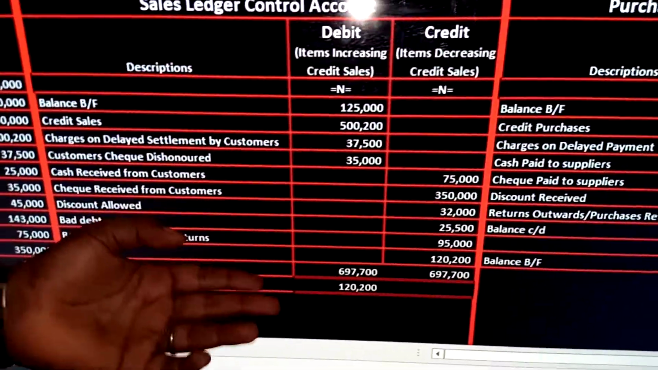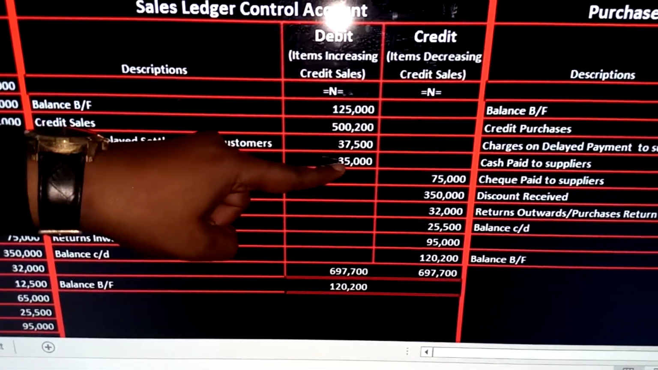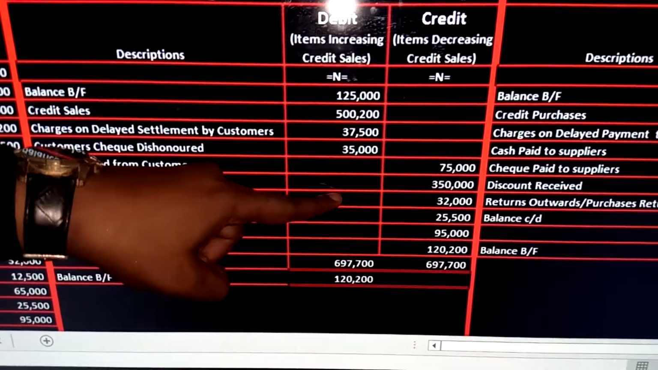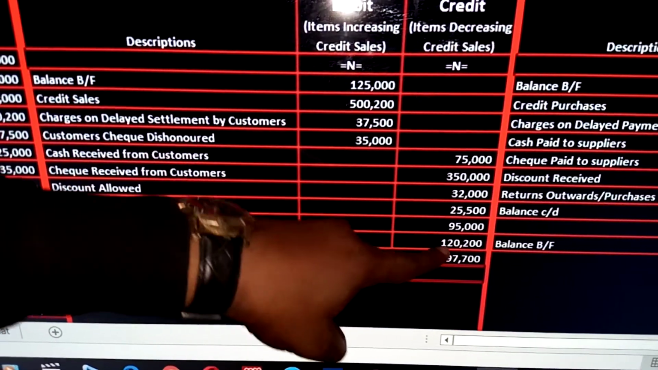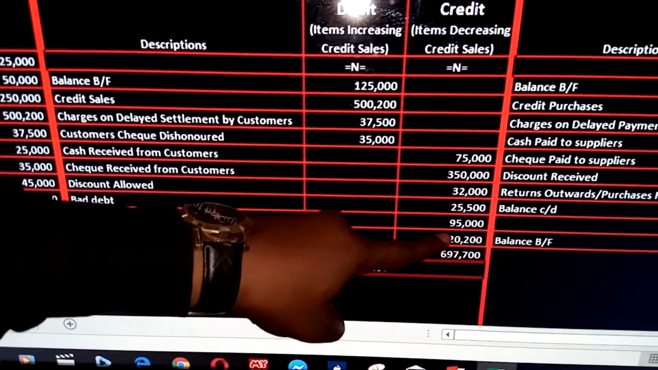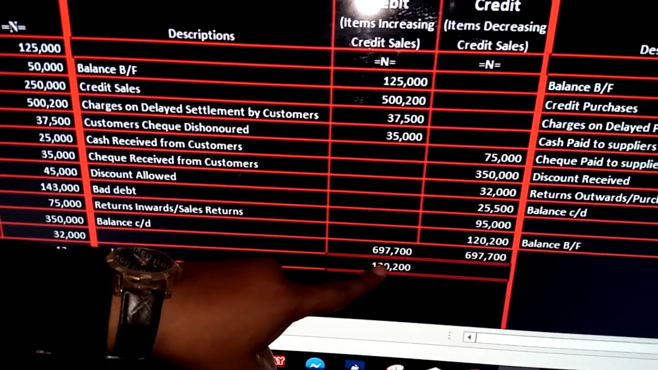So what do? You balance up this sales ledger control account. If you add the total debit side here, and add the total credit side, you have the total debit side exceeding the total credit side by 120,200. That's the balance carried down you're having here. So that becomes the balance brought forward in the debit side here.